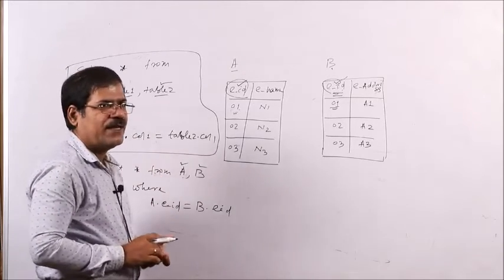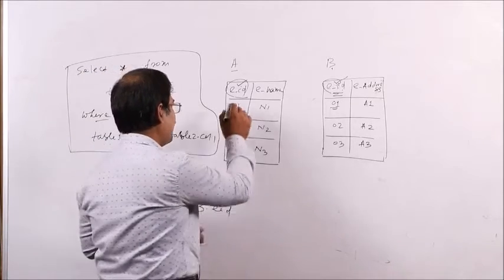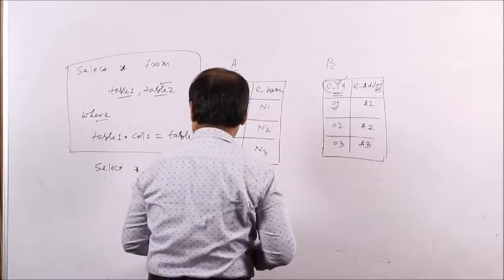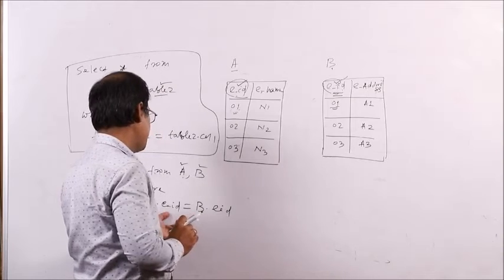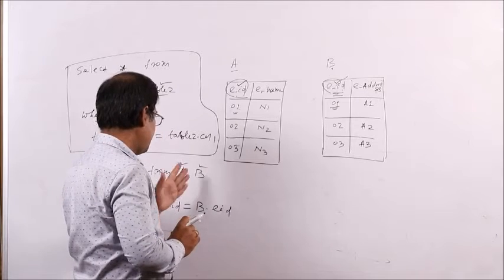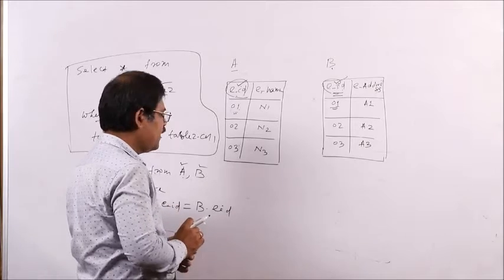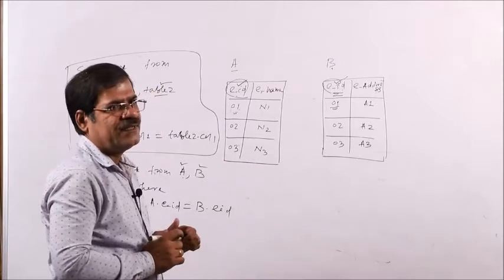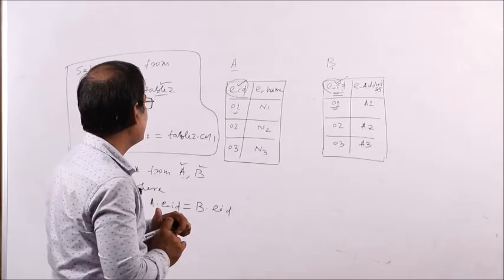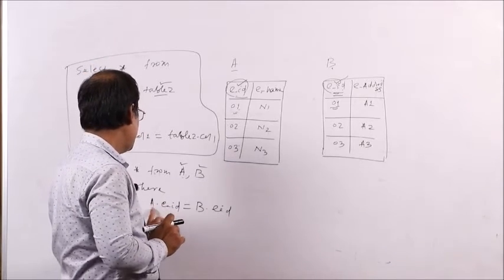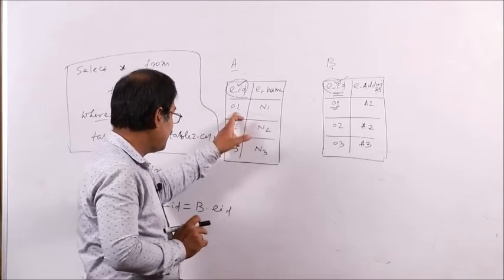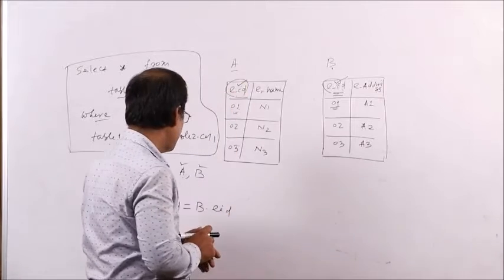A. So, A dot EID, EID is the first column, and let this be the second column. I am taking 1 to mean the first column. So, the first column is what? The first column is EID. That means EID is an attribute or field of the first table. So, A dot EID means the EID field of the A table.